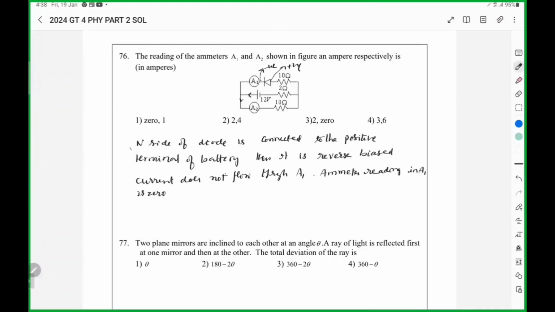Now current only flows through the remaining part. So 10 and 2 ohms are in series. Effective resistance is 12 ohms. So current is 12 by 12. The potential difference is 12 volts, so 1 ampere. So the reading in A2 is 1 ampere.